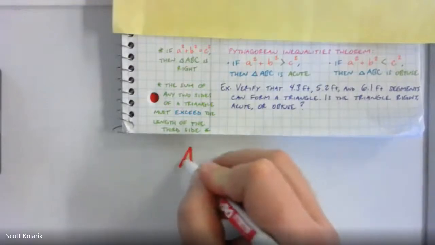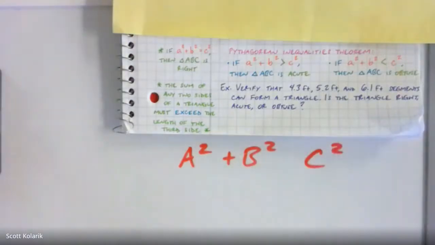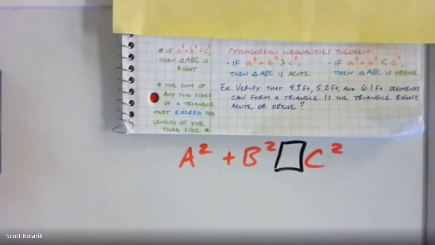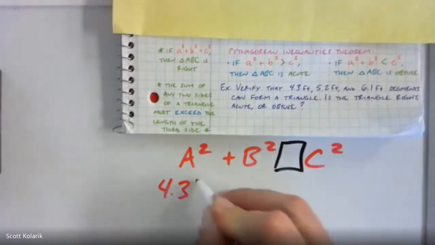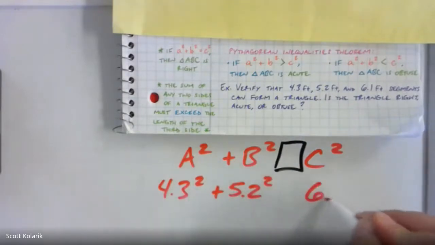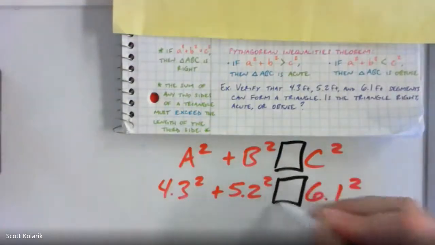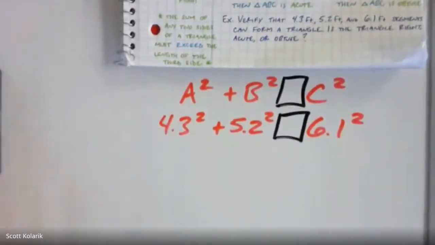So if I did A squared plus B squared and then C squared, and the reason I didn't put equals there is because in this case, I'm essentially trying to figure out which side is bigger or smaller or equal. And so in this case, I could have the 4.3 as my A, I could have the 5.2 as my B, and then the C would have to be the 6.1. This is essentially the only one that's important to lock in. And then I have to figure out whether or not these two are equal, bigger than, or less than, and essentially at this point, it's just calculator work. So let me do that really fast.